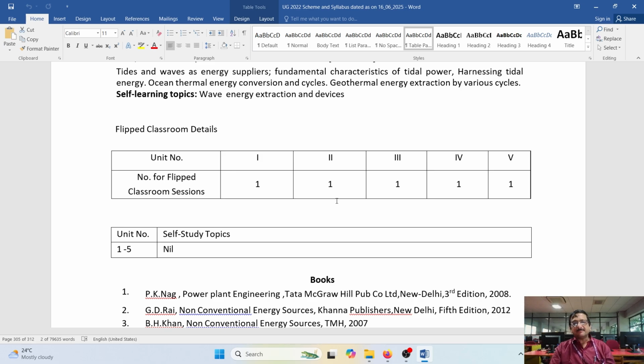I repeat once again, please remember: energy is a single word which can replace the whole of engineering. Okay, thank you.